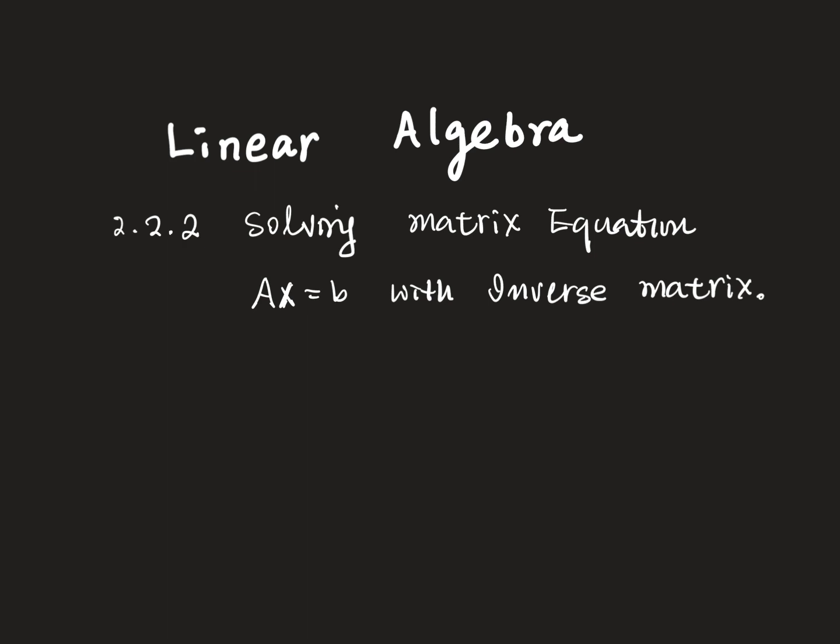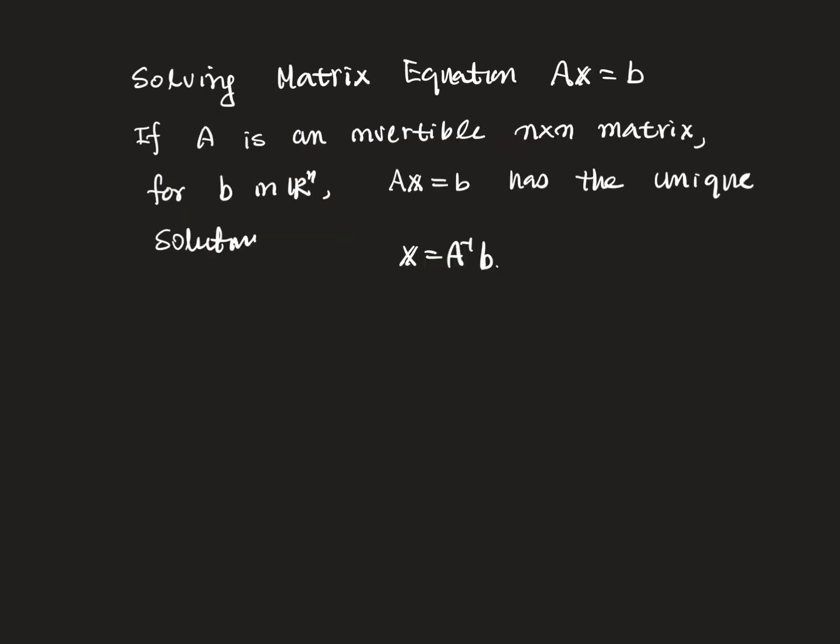So let's start with the theorem about solving a matrix equation. Look at the matrix equation right there, Ax equals b. We want to solve this matrix equation. Before we talk about solving it, do you remember this linear equation from algebra class, 2 times x equals 5? To solve it, you divide by 2, which means you multiply both sides by 1.5.